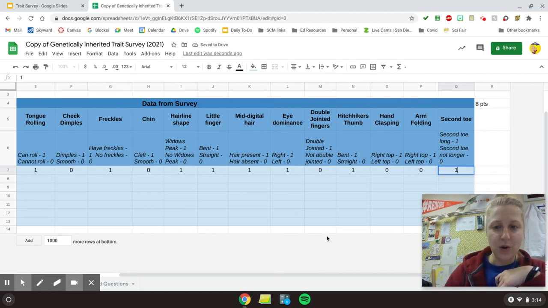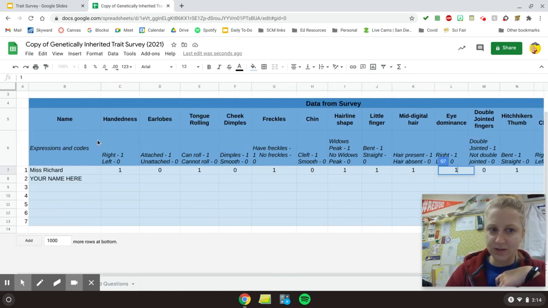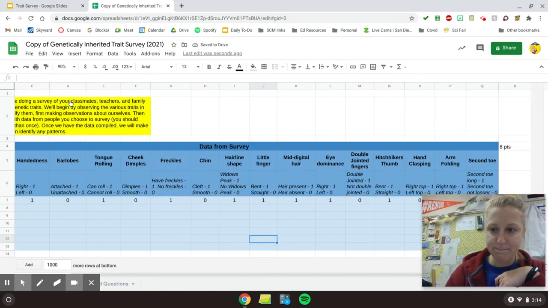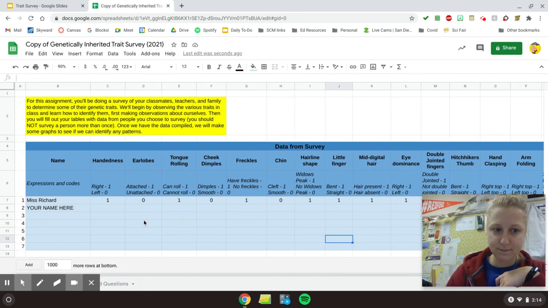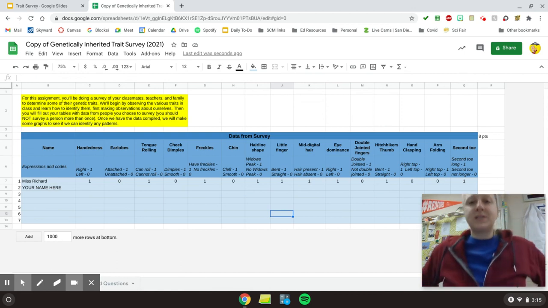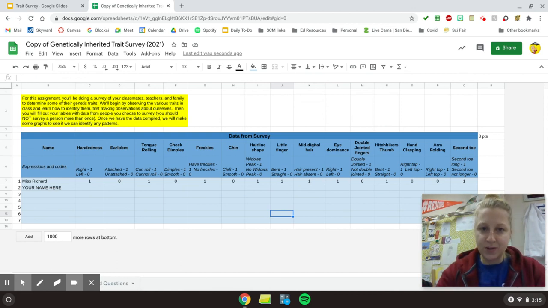I'll see if I can zoom this out a little bit. Nope, I can't, but you can rewind if you need to. There we go, now I can zoom out. Need a little bit more. There we go. Now you can see all my numbers. There's all my data. Hopefully you have a better understanding now of what the traits are, what they mean, and how to do the survey.